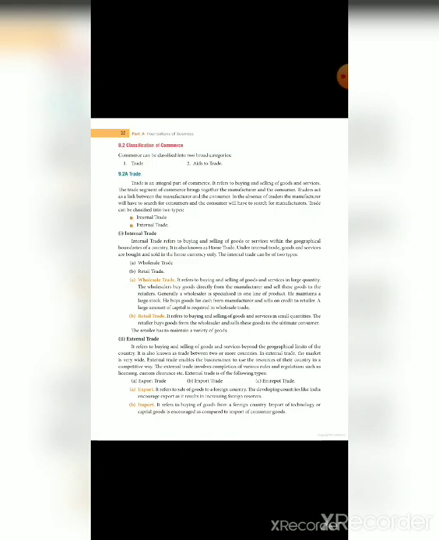Okay, now what is external trade? External trade refers to buying and selling of goods and services beyond the geographical limits of the country. Beyond means outside. So it is also known as trade between two or more countries. In external trade, the market is very wide. External trade enables the businessmen to use the resources of their country in a competitive way. The external trade involves completion of various rules and regulations such as licensing, customs clearance, etc.